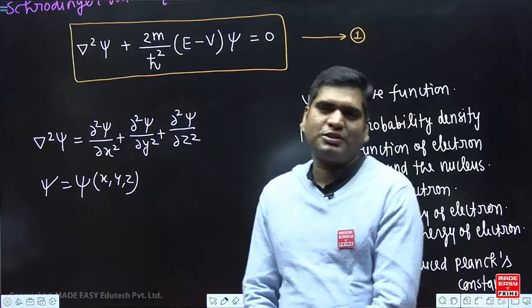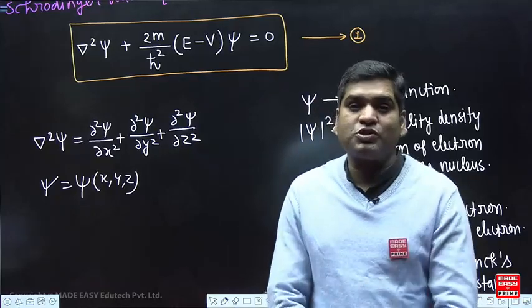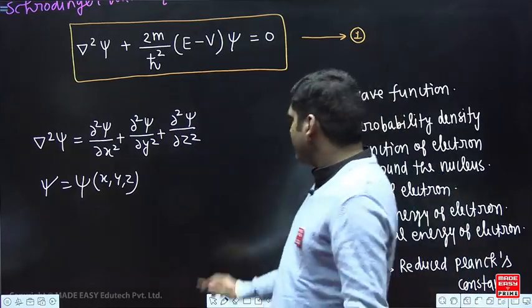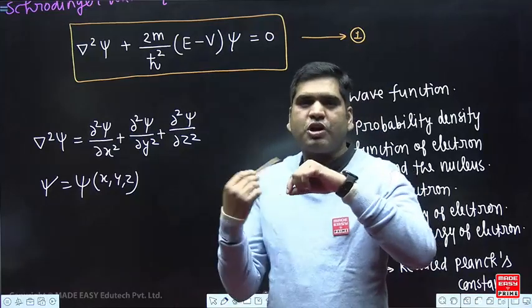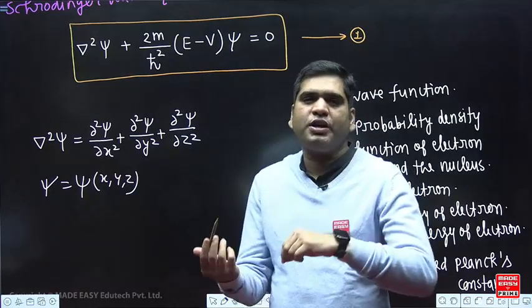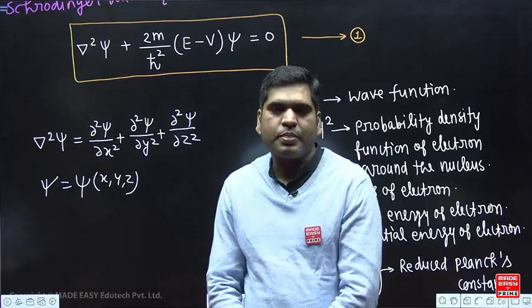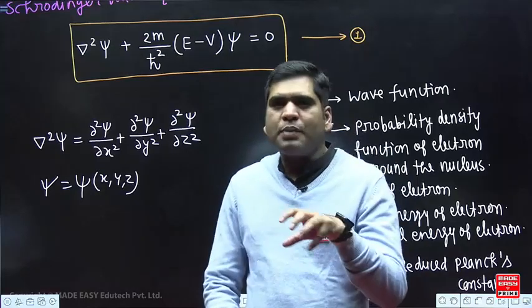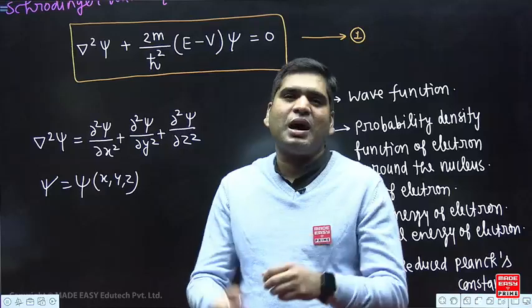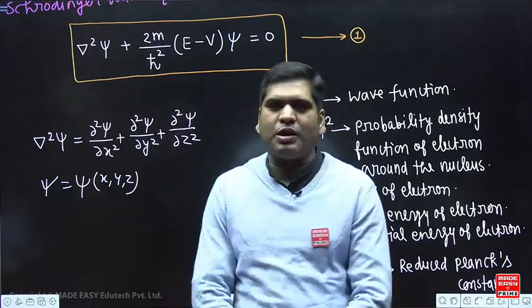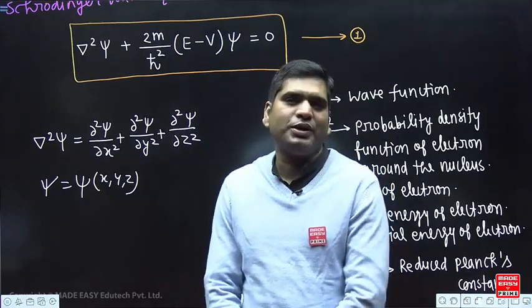So magnitude of psi square, if plotted by assuming nucleus at the center, then it will give us the distribution of electron around the nucleus. Let us suppose we solve for the first orbit, then we would be getting the equation for a sphere. It means first orbit electrons are moving in a spherical volume around the nucleus. So solution of this equation is going to give us the position of electron. XYZ means position of electron around the nucleus.